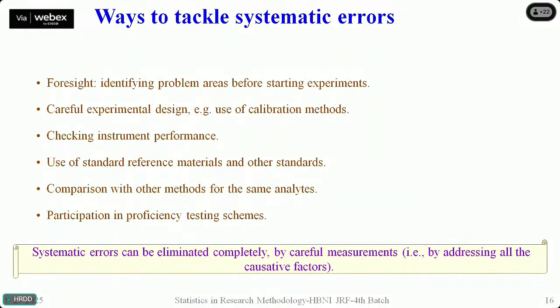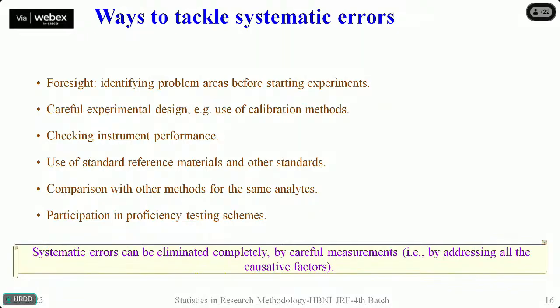These things we have already discussed: how to get rid of the systematic error. You can predict how the instrument is going to behave if it is calibrated in some other place and I am going to use it here, whether I can apply some correction factor, or you can plan the experiment carefully so that there won't be any variation.